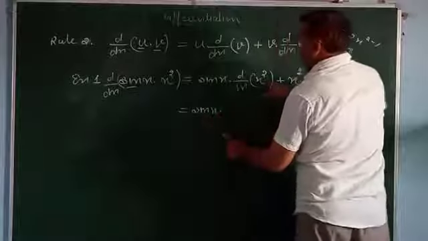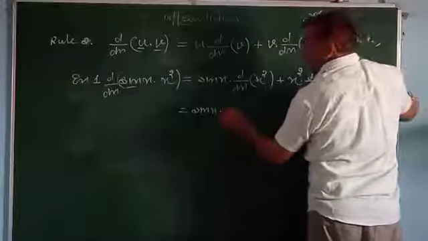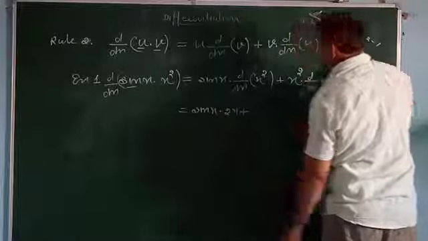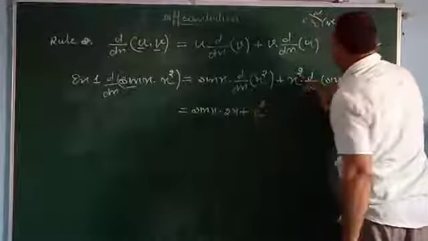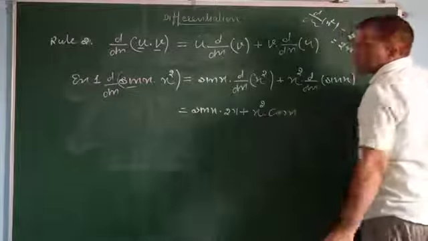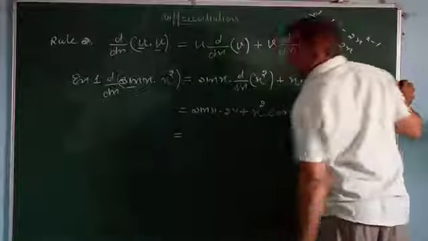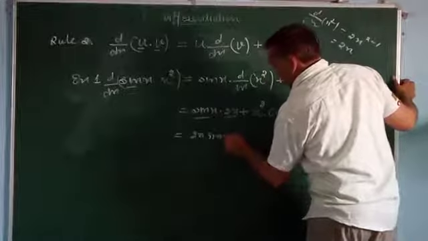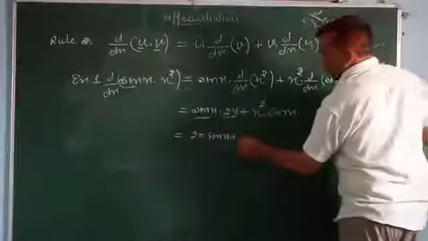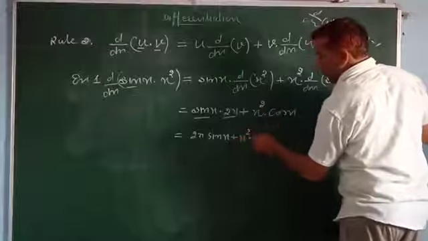sin x into derivative of x square will be 2x, plus second function as it is into derivative of first, that is sin x, and derivative of sin x will be cos x. So students, this can be written as 2x into sin x plus x square into cos x.